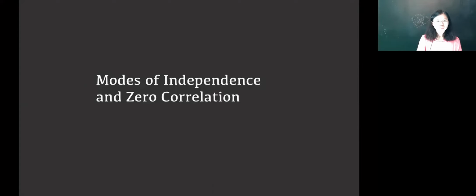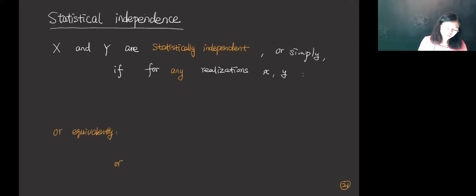In this video, we talk about two concepts of independence, two modes of independence, and a related concept, zero correlation, which is also in a sense a mode of independence. The first mode of independence is statistical independence.